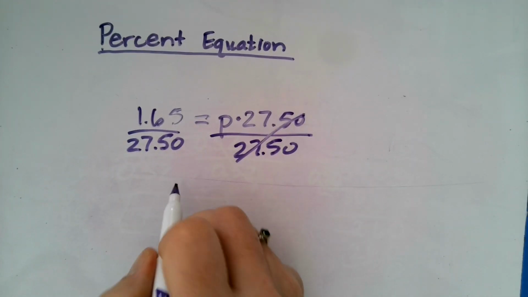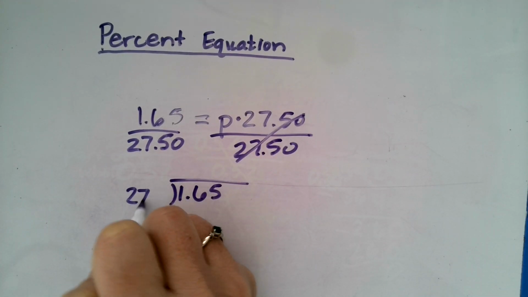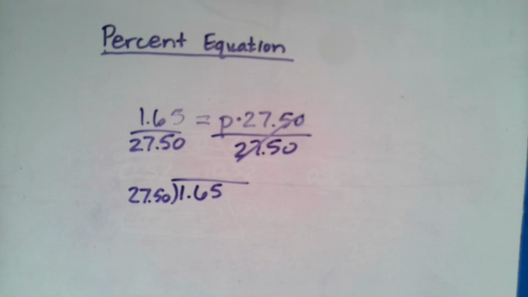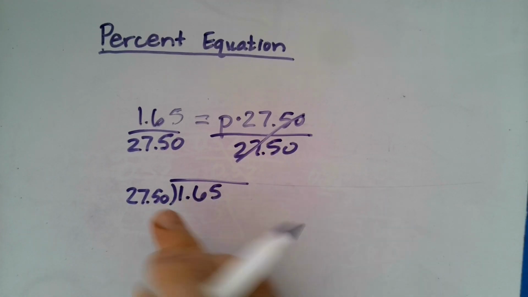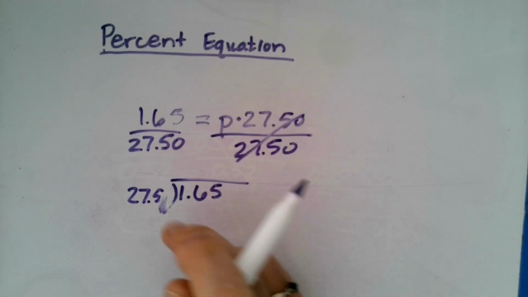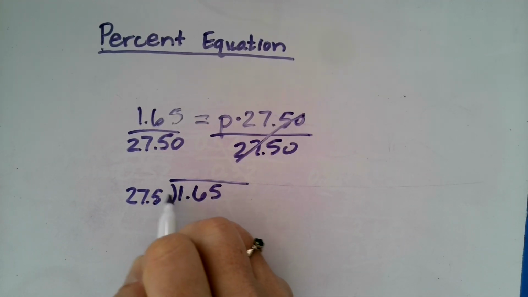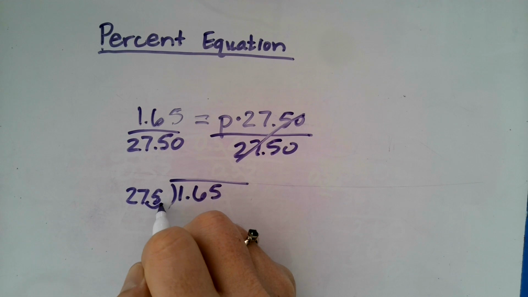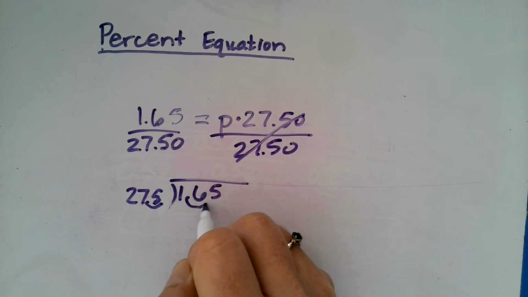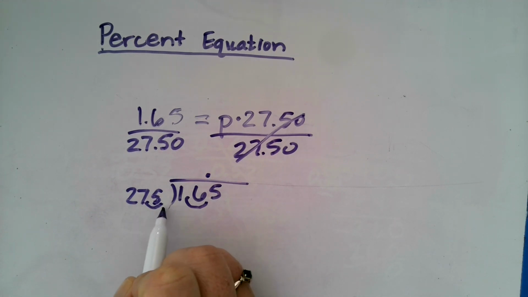So now we have 165 divided by 2750. Okay? Well, we're going to move this decimal point. You know what? We have a 0 there. We only need to move this 1 spot because 27.5 is the same as 27.50, right? If we have a 0 here at the end, it's okay to remove it. So we're moving it 1 spot. We're moving it 1 spot. I always put it right up there to remind me.